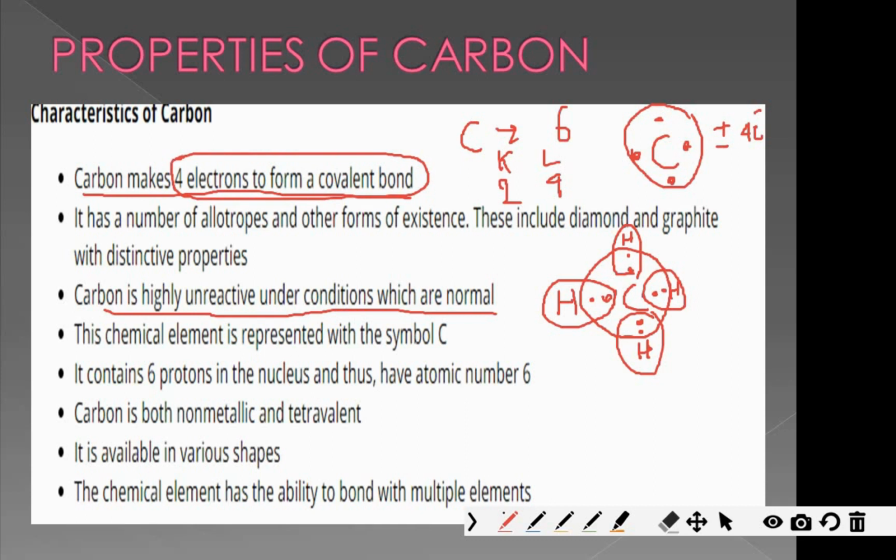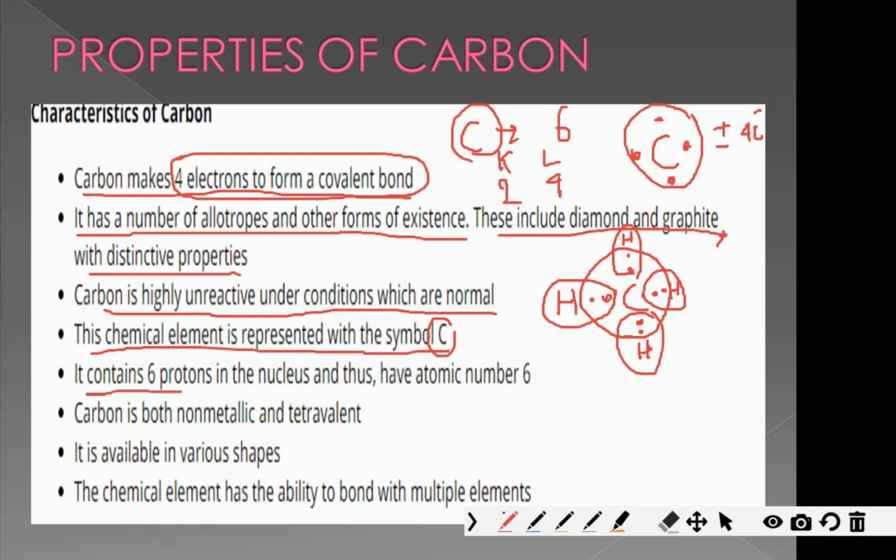The next point is it has a number of allotropes and other forms of existence. These include diamond and graphite with distinctive properties. There is another one which is Buckminster fullerene. We will discuss this in the next slide. The chemical element is represented with symbol C. As I have shown before, C is denoted for carbon. It contains 6 protons in the nucleus and thus has atomic number 6. I told that carbon has atomic number of 6. That's why it has 6 protons in the nucleus.